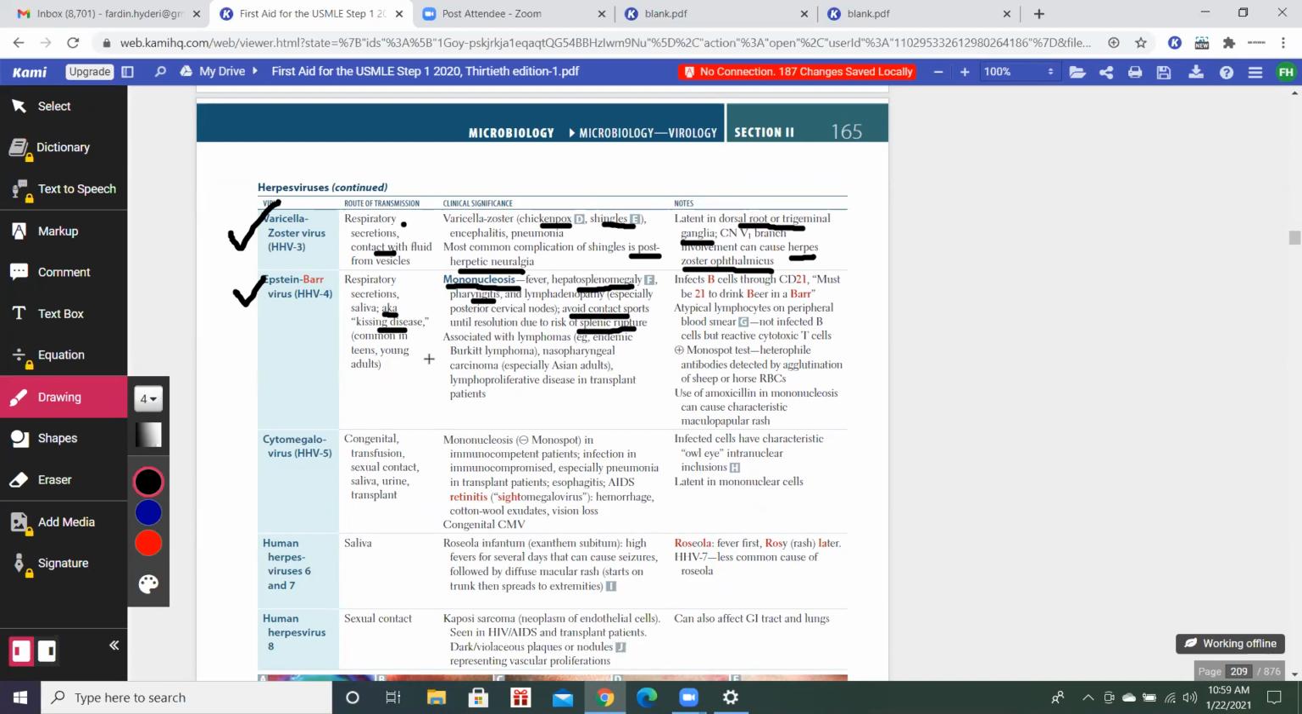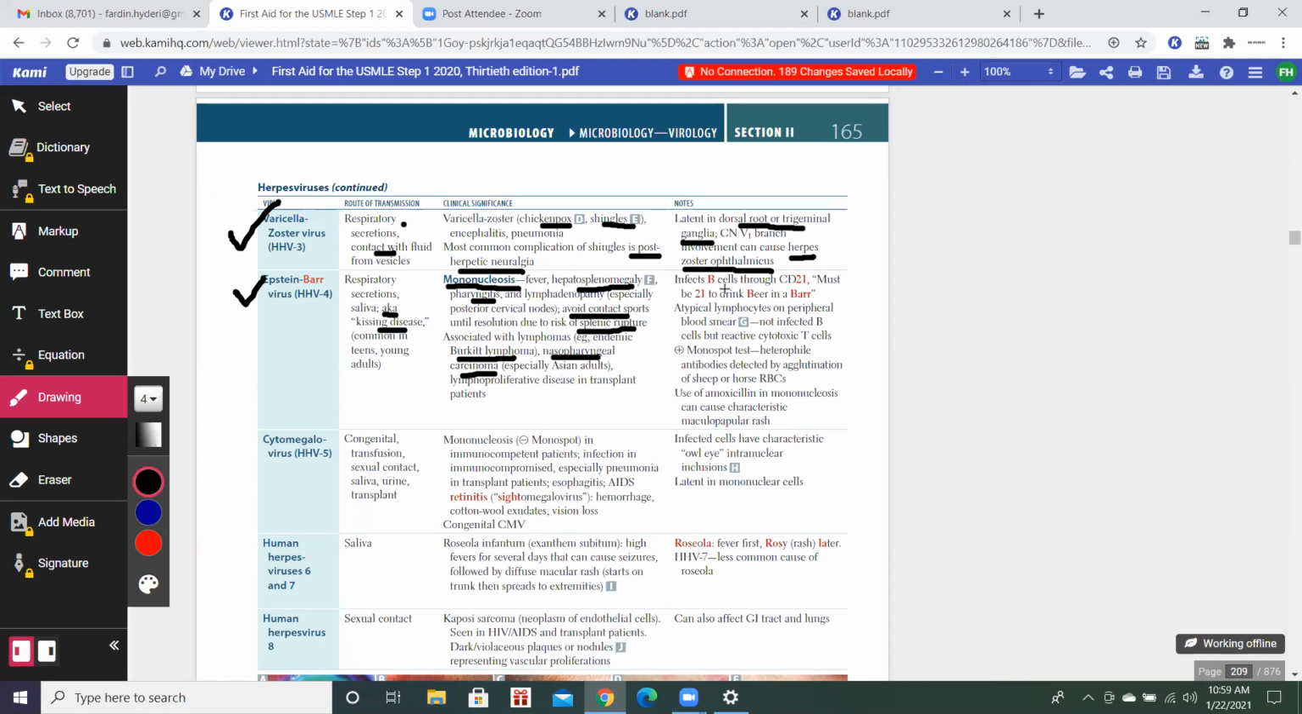First and foremost is Burkitt's lymphoma. This is a non-Hodgkin's lymphoma. We talked about this in hematology. Then nasopharyngeal carcinoma is one of the highest yield ones. And another one is primary CNS lymphoma. It's not mentioned over here, but that's that.